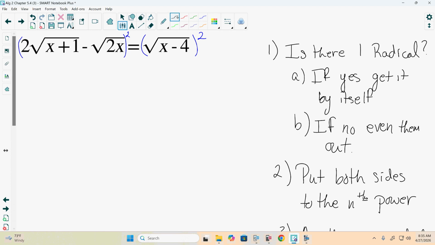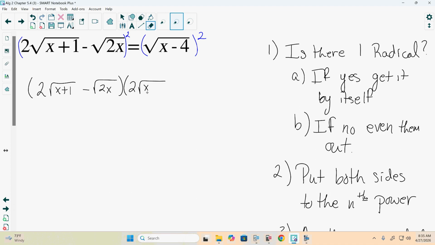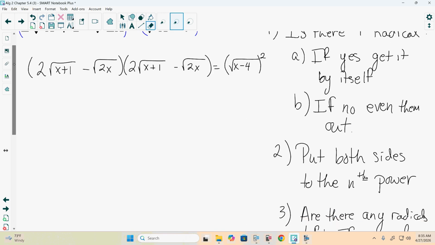Now, for the left-hand side, that means that we're multiplying the 2 square root of x plus 1 minus the square root of 2x by itself. And we get the same thing for the square root of x minus 4. Now, the right-hand side, the square root of x minus 4 squared, because there's only one term, there's only that square root in there, the square root and square would cancel, leaving us with x minus 4. So the right-hand side's nice.